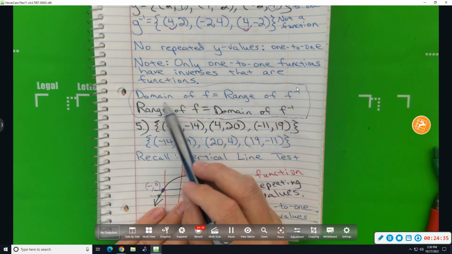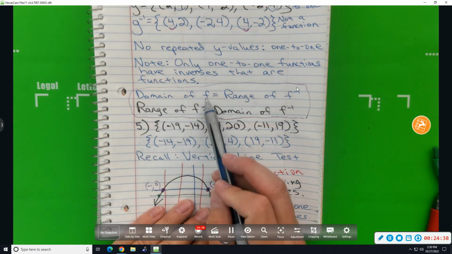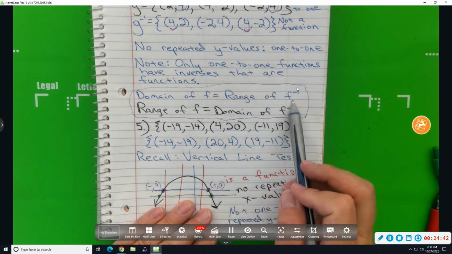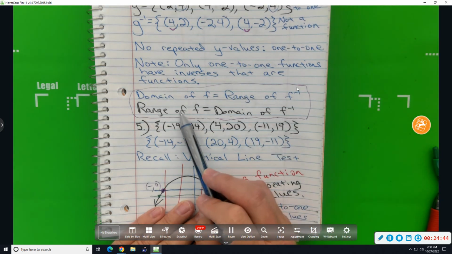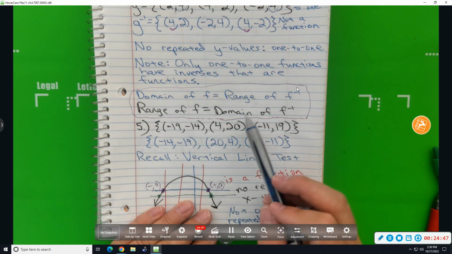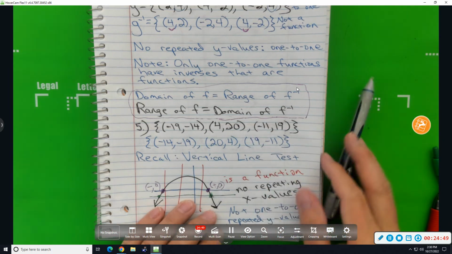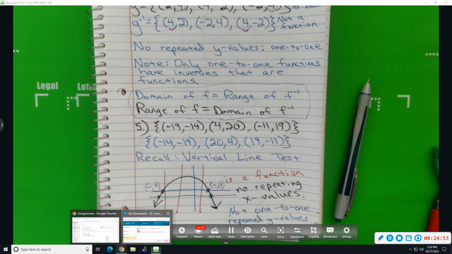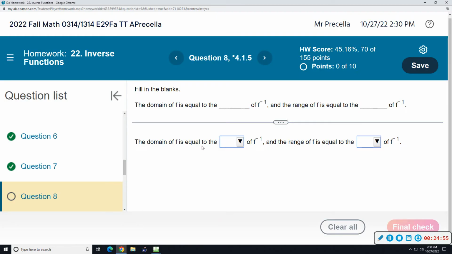Okay, remember I said the domain of f, the x's in the original function, become the y's, so the range in the new function. The range of f, the y's in the original, become x's in the new function. So looking over here, the domain of f is equal to the range of F inverse, and the range of F is equal to the domain of F inverse. I agree.